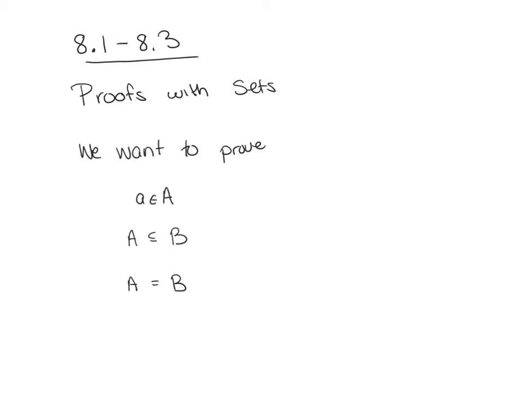So we're going to go through 3 different topics here. So how do we prove that a specific element is an element of a set? If you want to reference in the book, that's section 8.1. We'll also talk about how to show that a set is a subset of another set. That's in section 8.2. And finally, we'll talk about how to show that 2 sets are equal. That's in section 8.3.